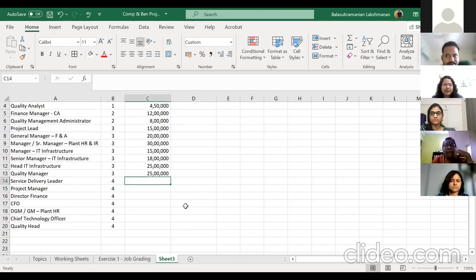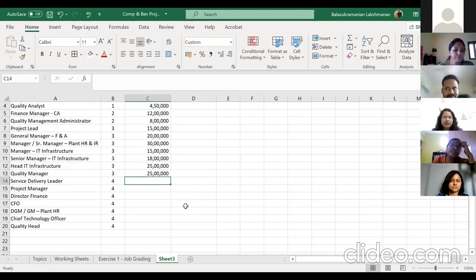Usha, would you like to recommend something? Service delivery, it's an IT industry, so you take a call. Okay. You can stop at 18, DGM, GM plant HR, okay? Because I just want to show you the technique. Done? Okay. You can reduce 2 jobs.